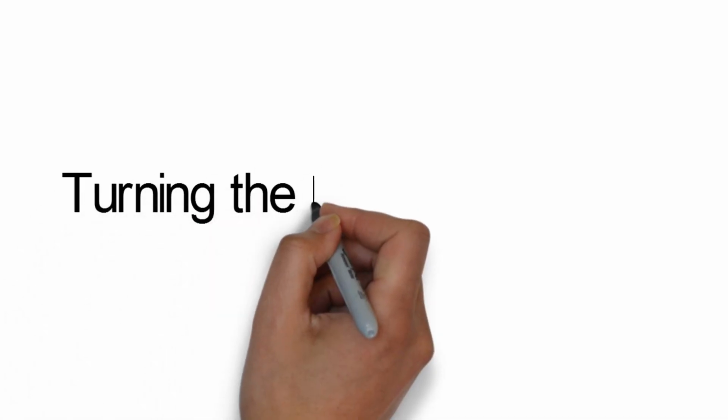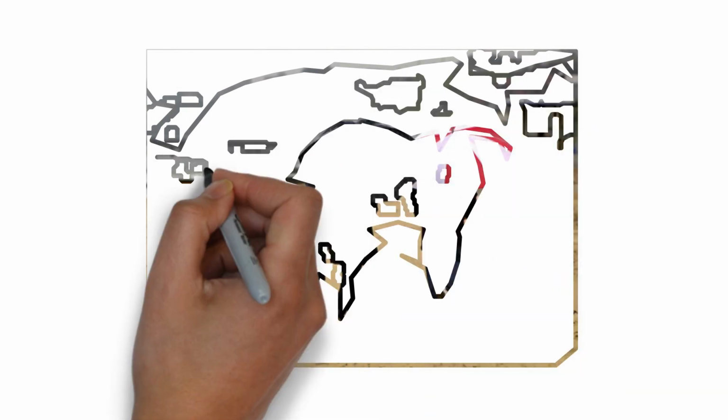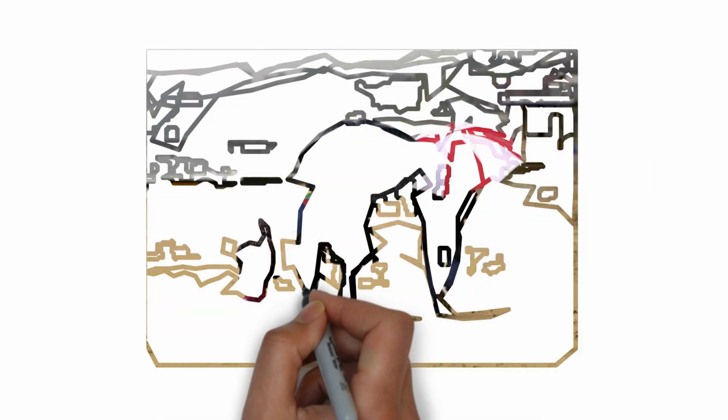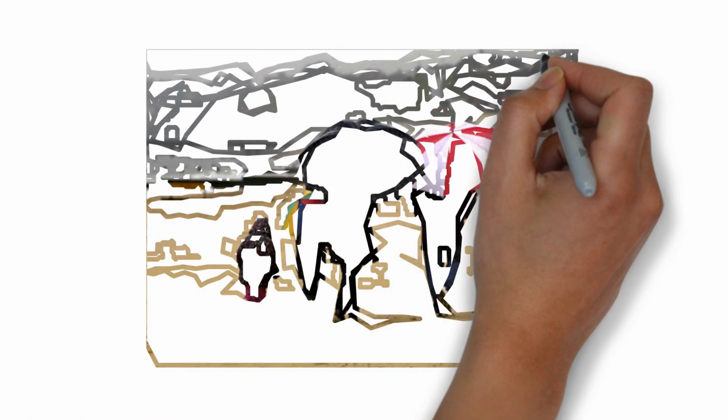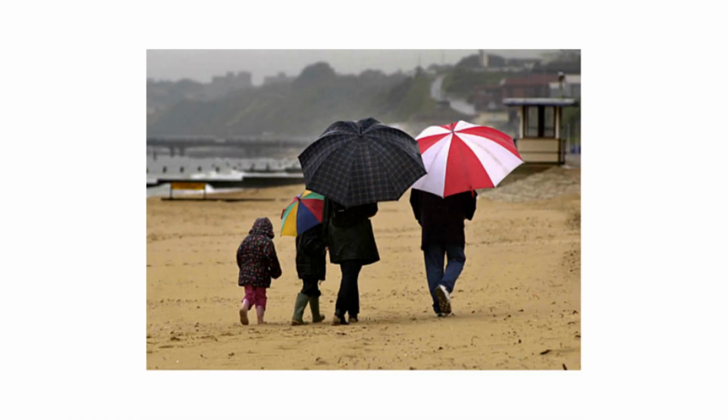Turning the lens on tourists. Imagine a grey dull day somewhere in northern Europe. Temperatures are dropping, the days are getting shorter, the umbrella is a constant companion. It is November and the mood is low.